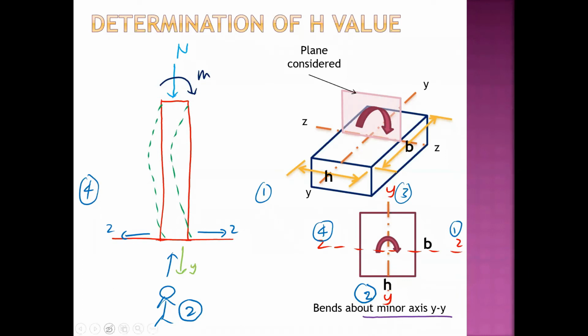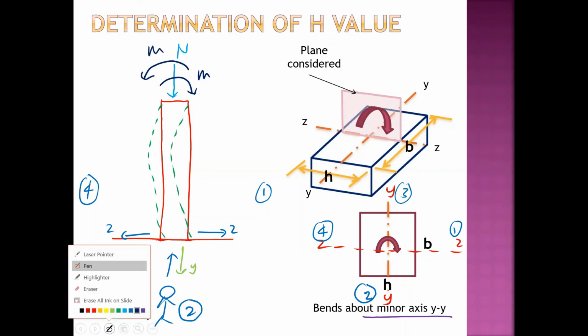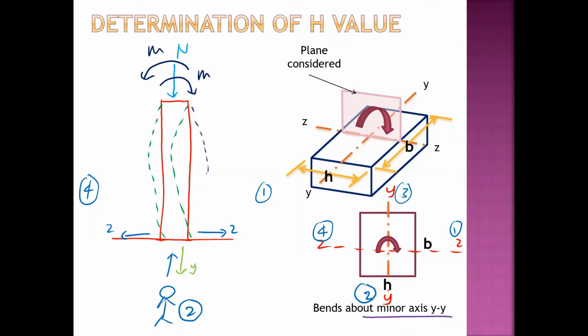And if the bending moment rotates counterclockwise, it will cause the column to bend towards position number 1. So you just remember this. What is the meaning of rotate bends?